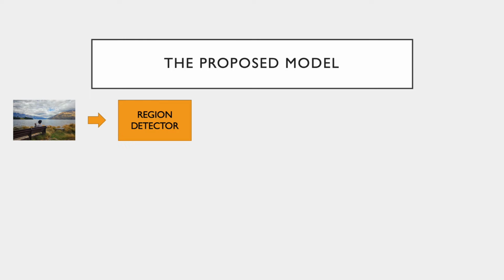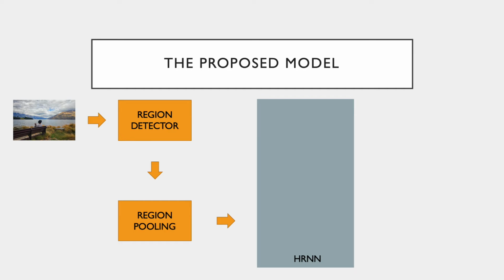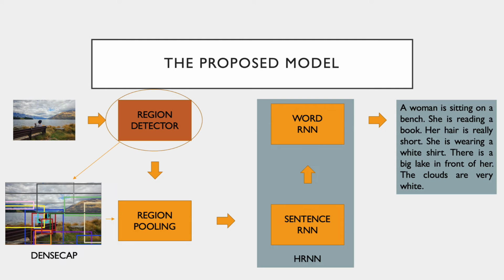The model presented in this work is made of a region detector, which extracts the features of the most salient regions of an image, a region pooling step, where the feature vectors of the regions are then pooled into a single vector, and a stack of LSTMs, otherwise called a hierarchical neural network, or HRNN, to reason about the language and to translate the features of the image into natural language. A publicly available dense captioning model is used as a region detector.